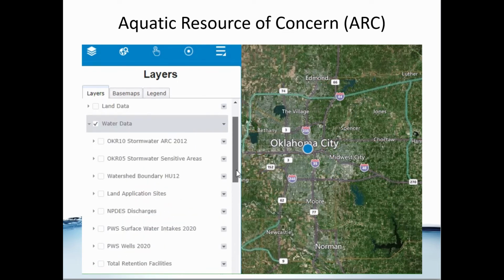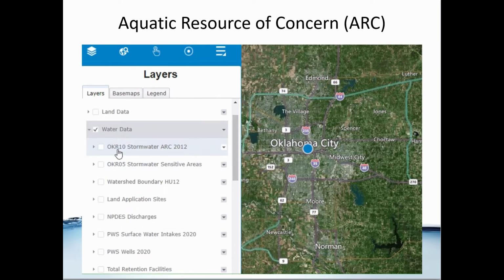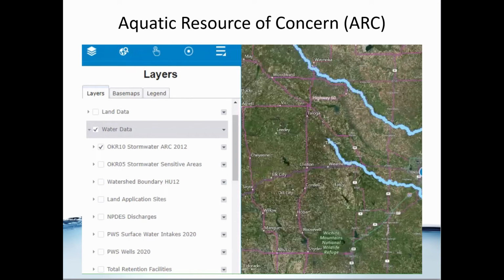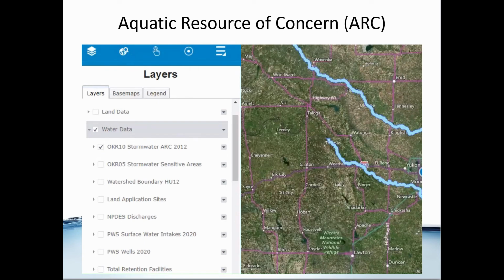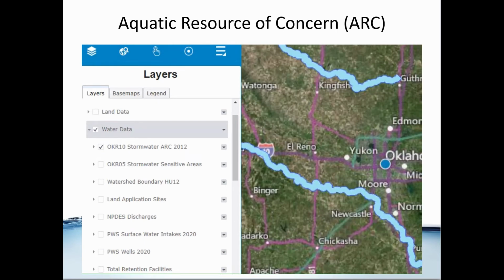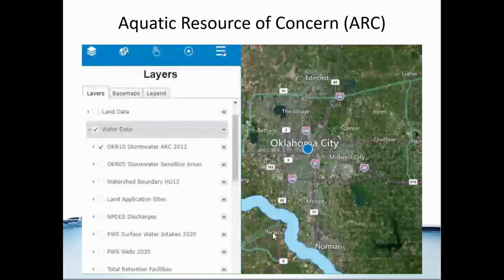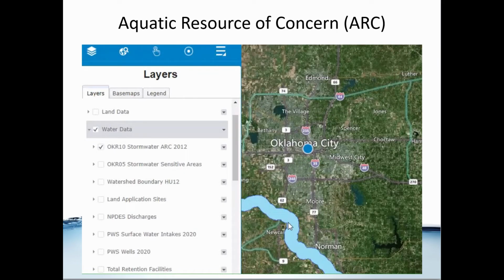Scroll to the top of the water data menu and select the OKR10 Stormwater ARC 2012 box. Make sure that the water data box is still checked. A large portion of your screen should have turned blue. If you do not see blue on your screen, zoom out to be certain that your site is not located within the blue section. The blue section is the aquatic resource of concern.